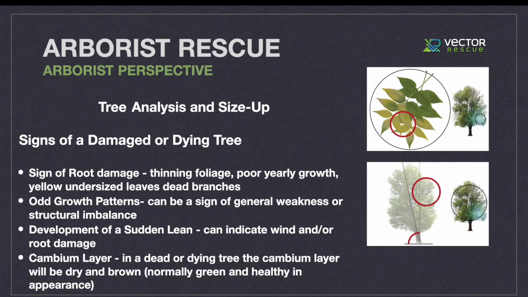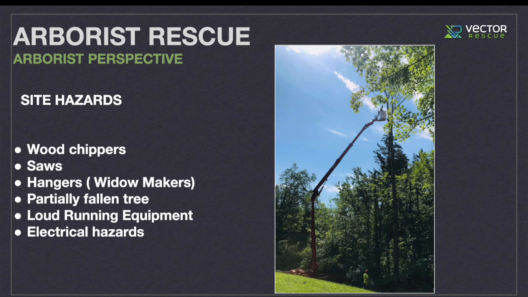We're also going to look for root damage, thinning foliage. Some of this stuff is more applicable to arborists that have a relationship with somebody, but poor yearly growth, yellow undersized leaves or dead branches, if there's odd growth patterns, development of a sudden lean, or the cambium layer, which is the outside layer of the tree, is dry and brown, and it should normally be green and healthy. So some of these are more arborist specific, and without more training, this might not be familiar to us, but just some stuff to be aware of.